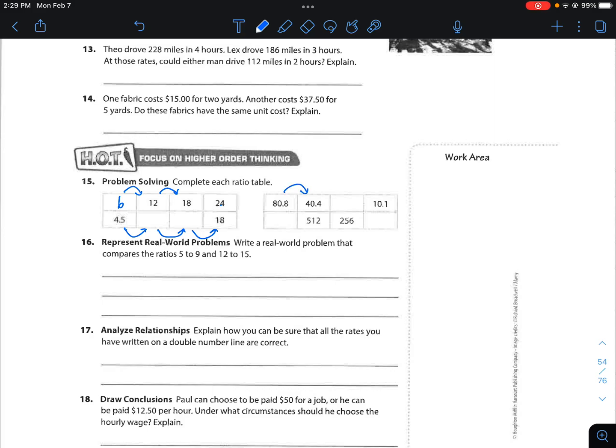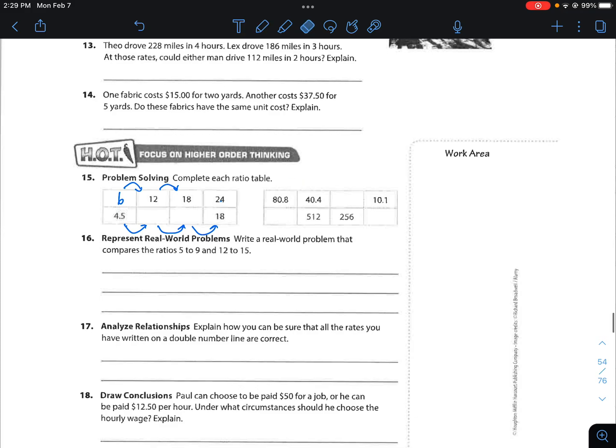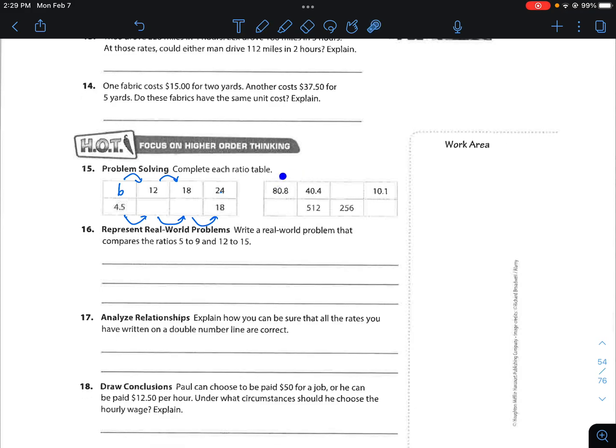Isn't this like, oh, you know what? You may find that this is half of that. So if 40.4 is half of this, then whatever this number is, or actually another way to think of it is 80.8 is double 40.4. So you can just double this and find this number. So figure out how you get from 512 to 256 and do that same pattern to this number. And then try to figure out how to get from 40.4 to 10.1.